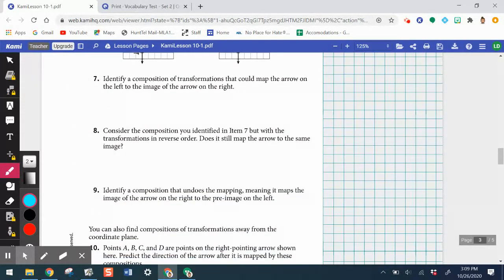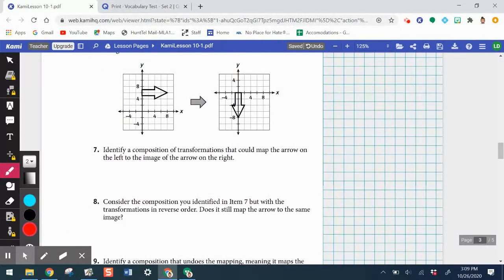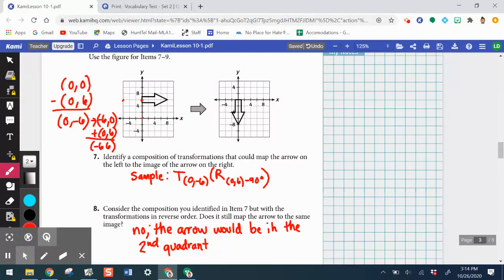So if you would, draw a line right above. You can also find compositions and transformations and complete 7 through 9 before playing through the video. Okay, so the point of items 7, 8, and 9 is really to deepen your understanding of what is taking place when we perform these transformations.